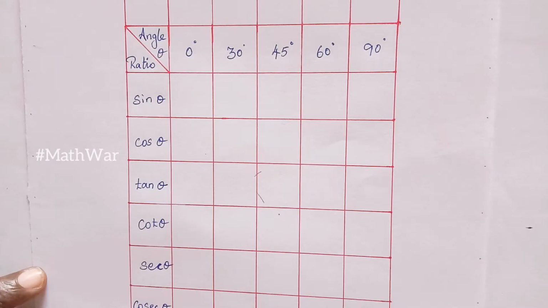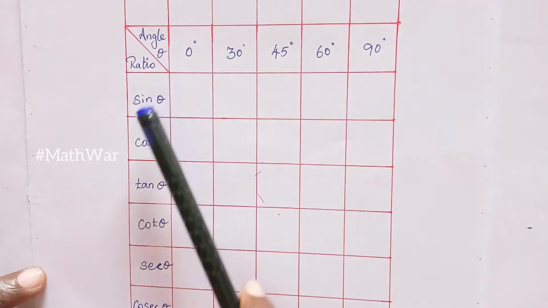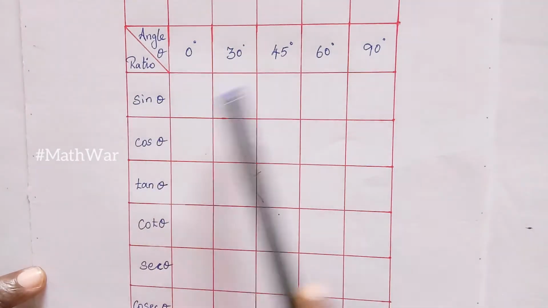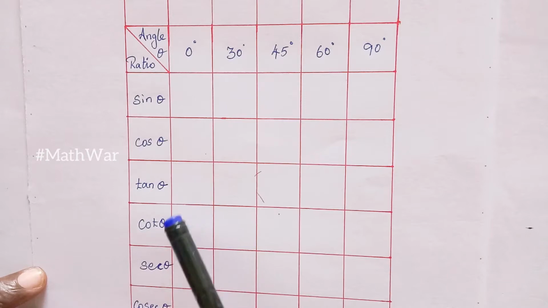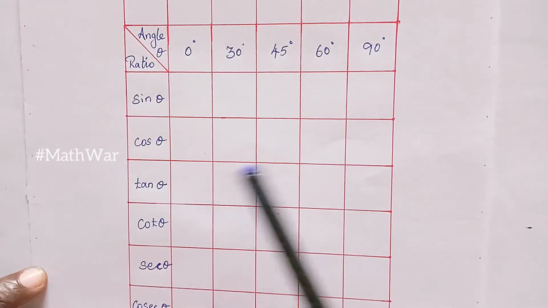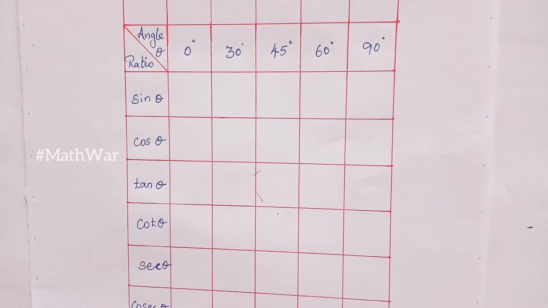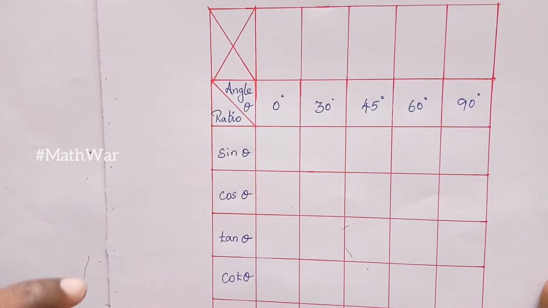Now we are going to find out the value for sin 0, sin 30, sin 45, sin 60, sin 90. In the same way for cos, tan, cot, secant and cosecant. For everything we are going to find out the values. Now we will find out the values one by one.